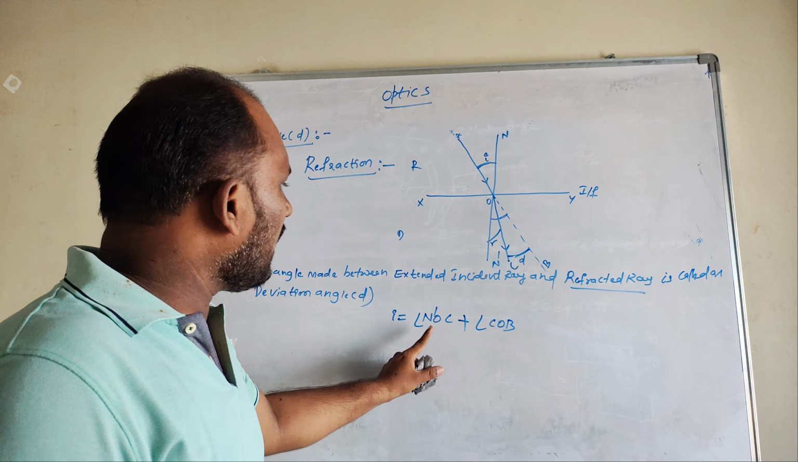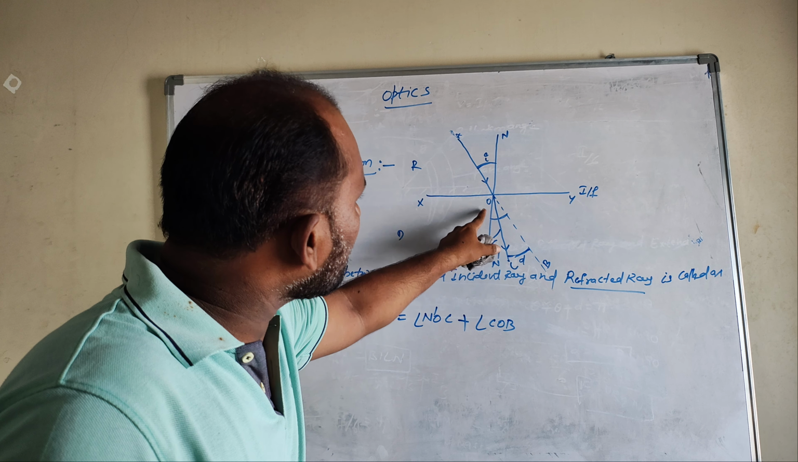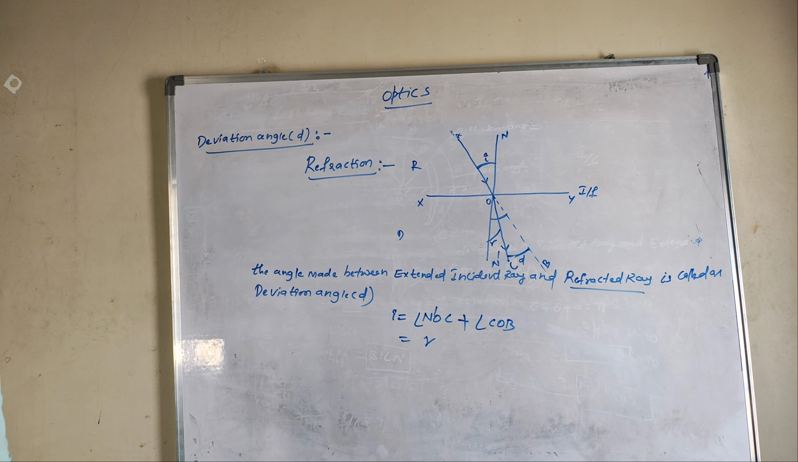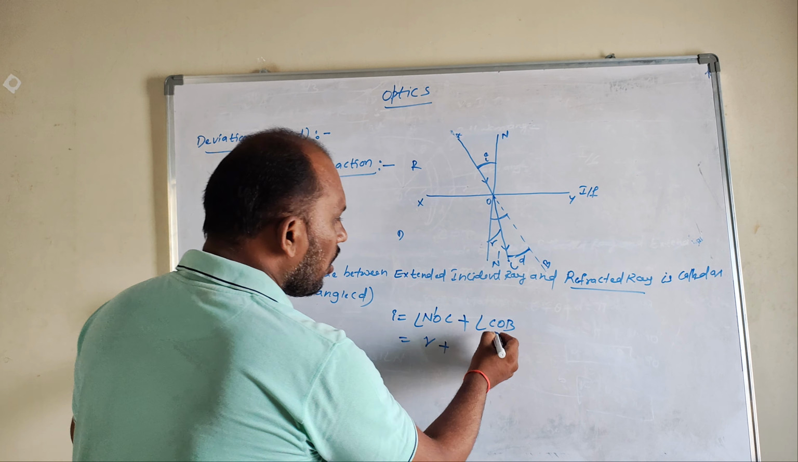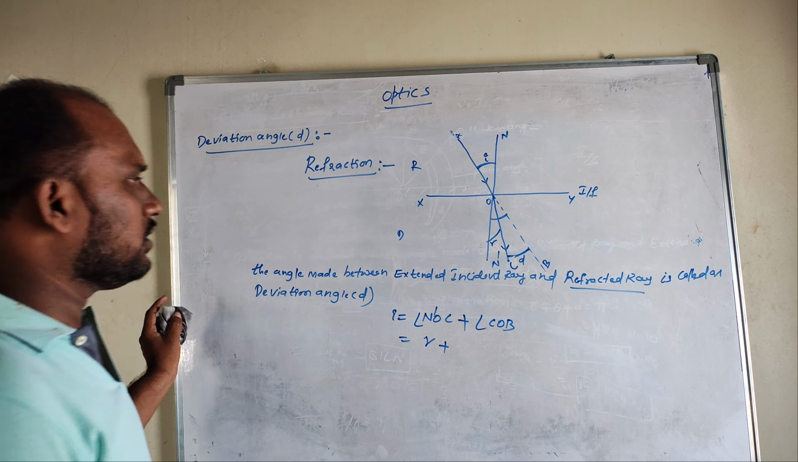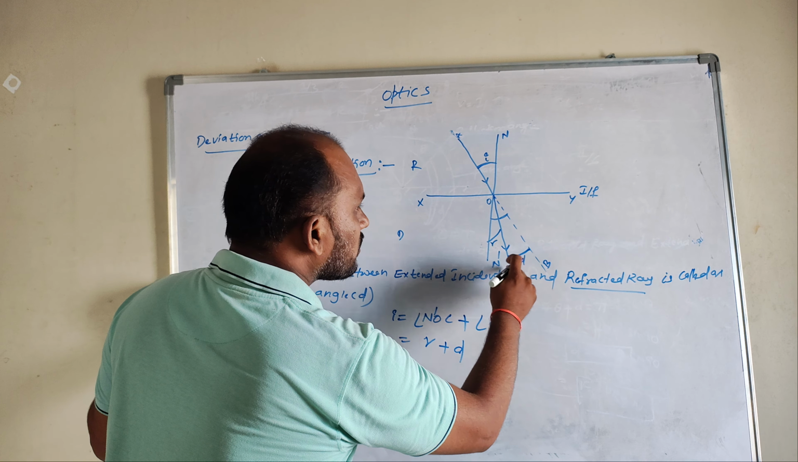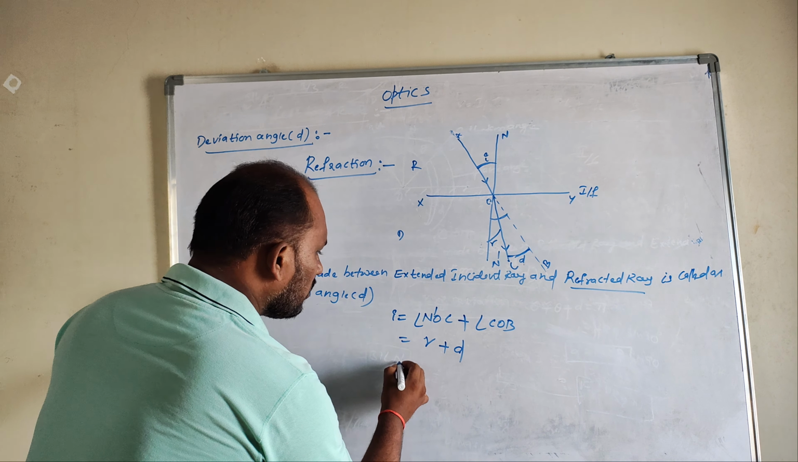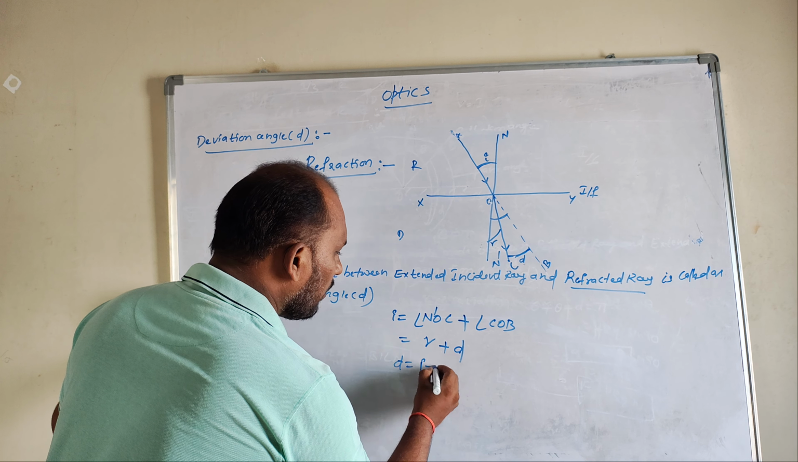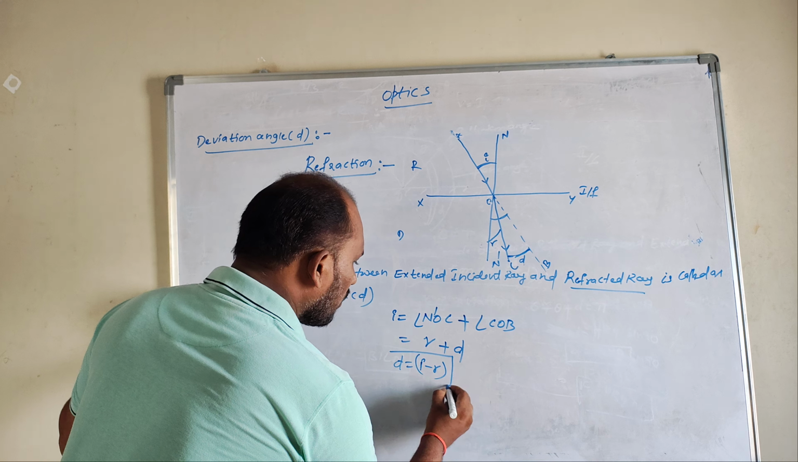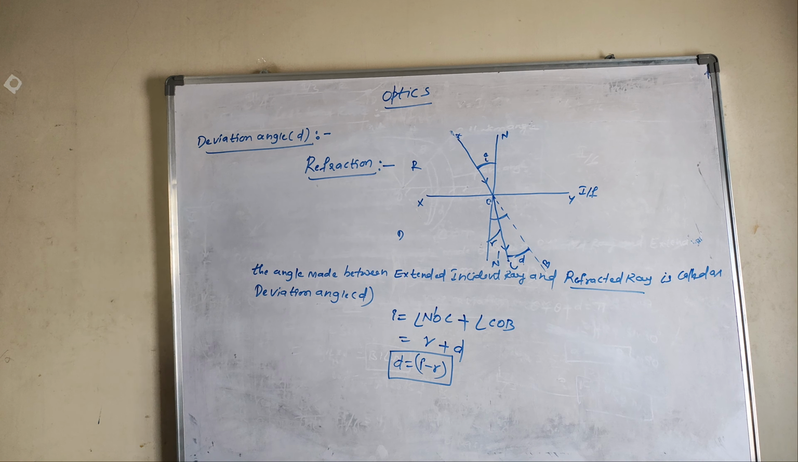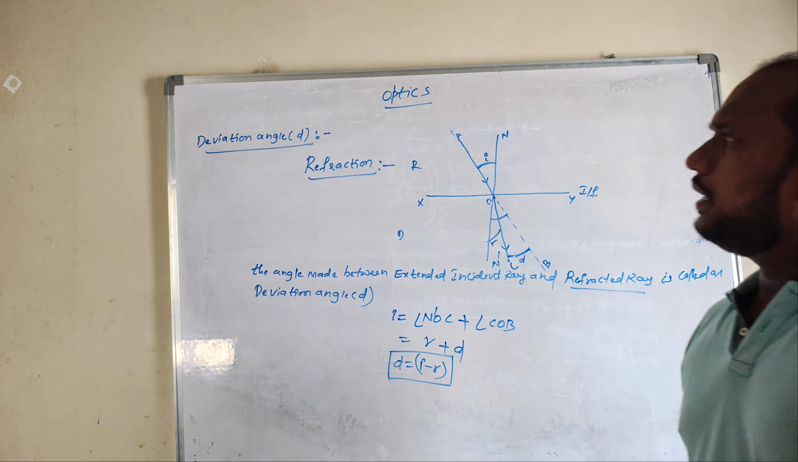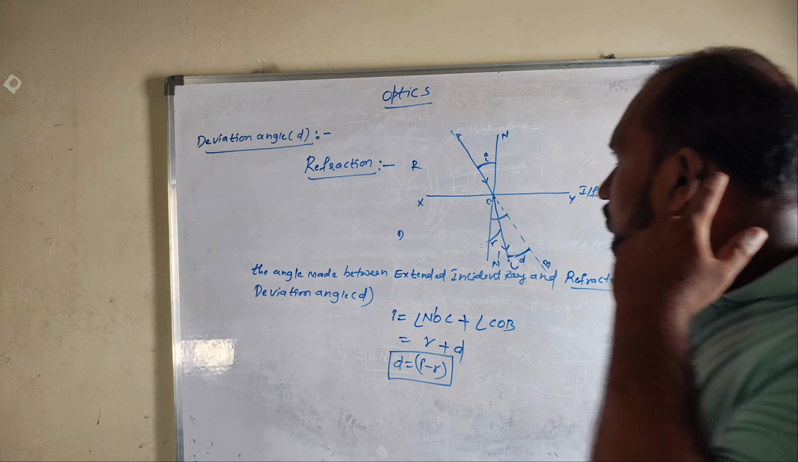So what is the angle N dash OC? N dash OC is R. R is N dash OC, plus what is the angle COB? Angle COB is D. So D is equal to I minus R. This is another formula for finding the deviation angle. So we find the deviation angle in refraction like this.